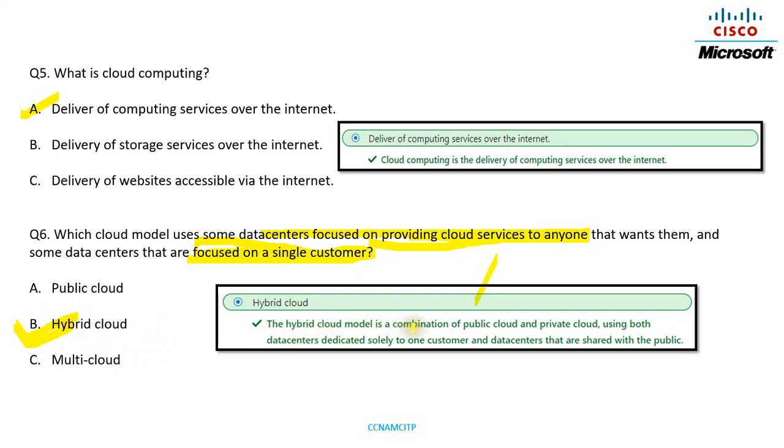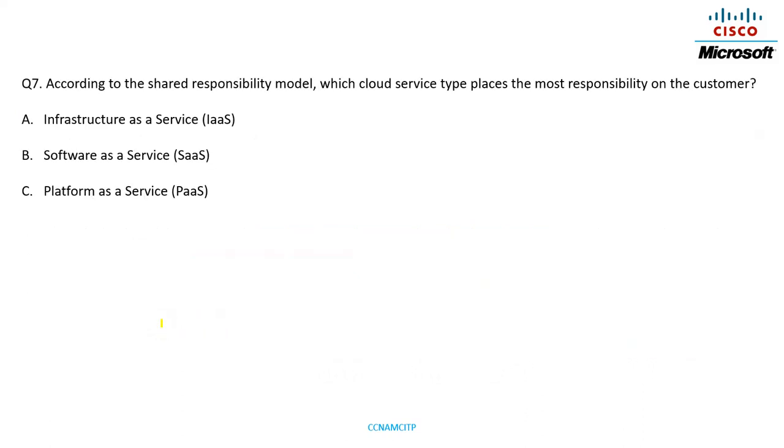The hybrid cloud model is a combination of public cloud and private cloud, using both data centers dedicated solely to one customer and data centers that are shared with the public. So the answer should be B. Let's see the next question.